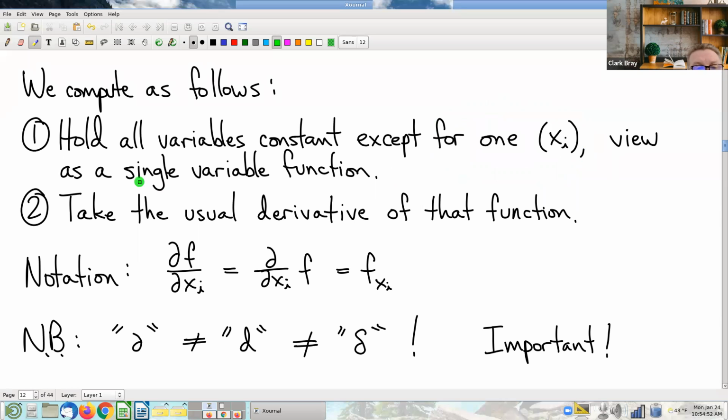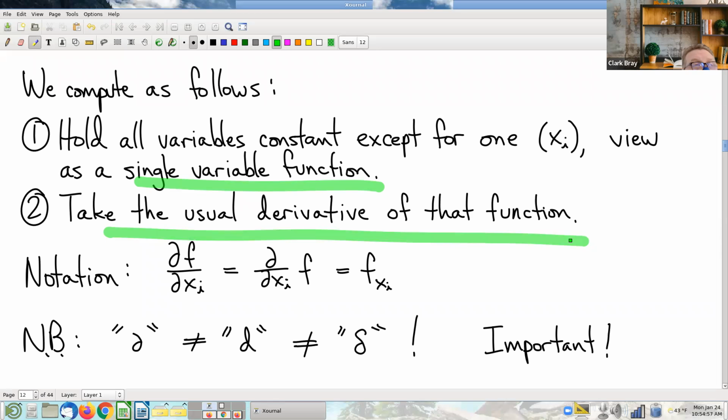Next, now that you've got a single variable function, okay, well, I know how to take derivatives of single variable functions, so go ahead. So we're literally going to take the derivative, pretending, well, let's say it this way, absolutely ignoring most of the variables.